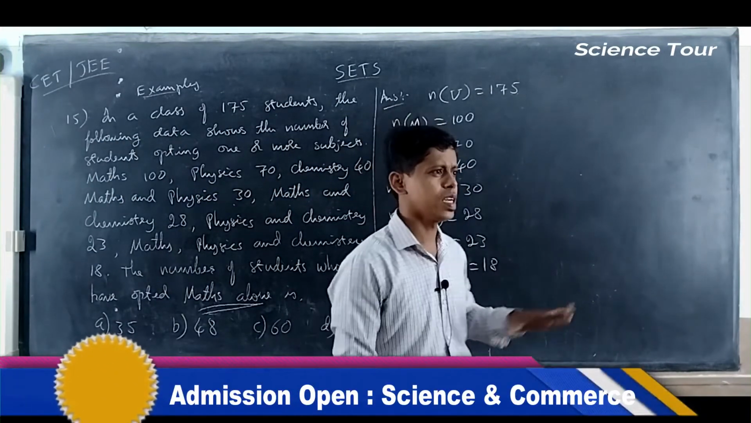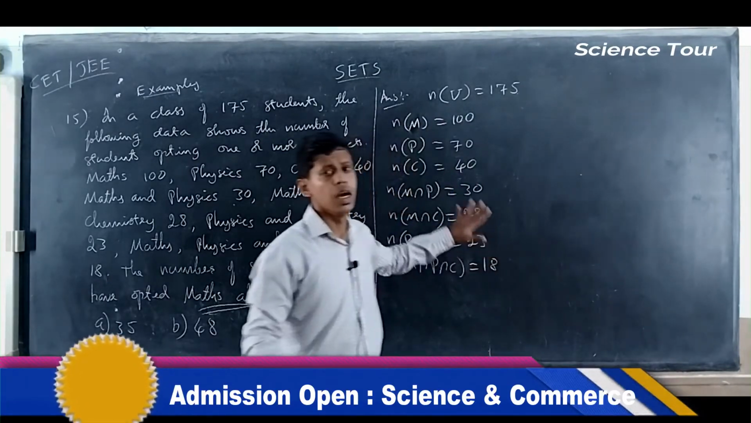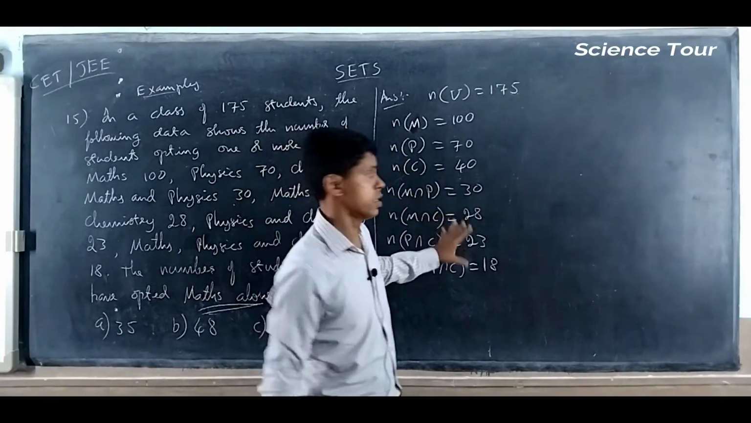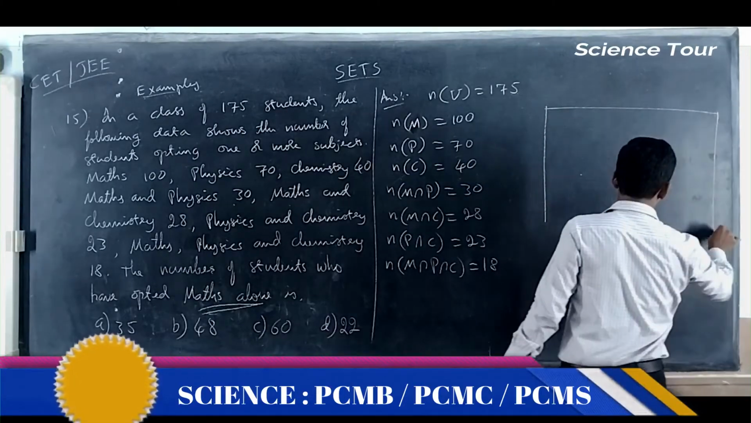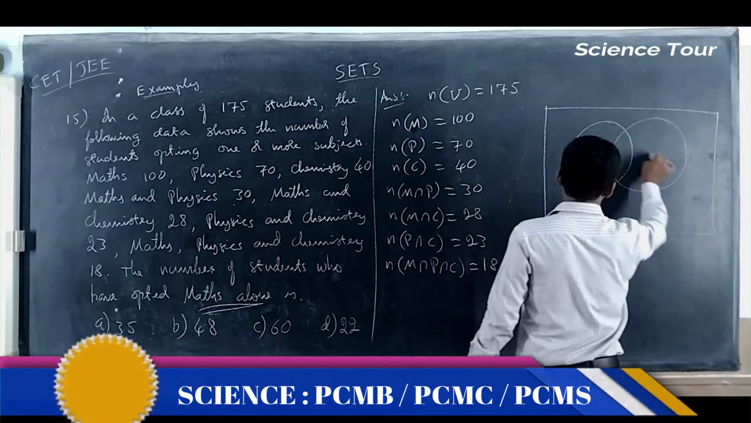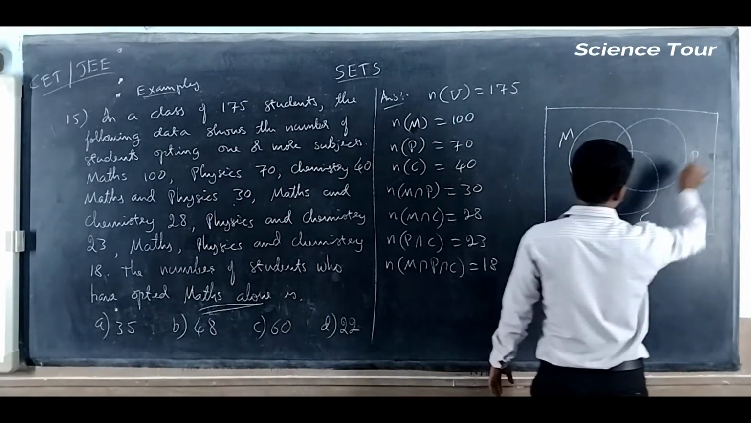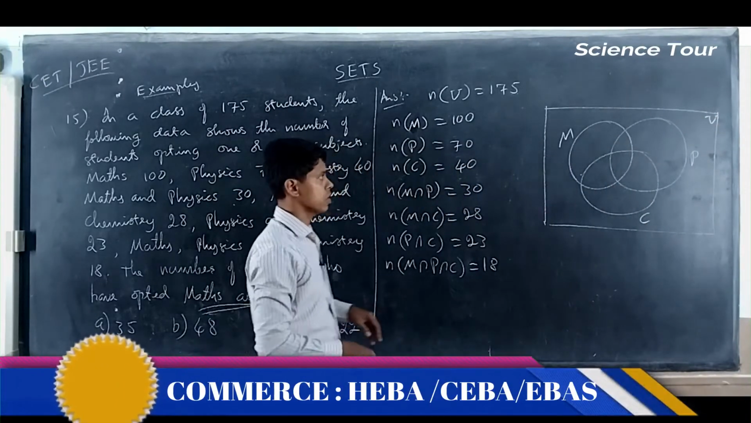You can directly go for the Venn diagram and get the answer very quickly. You don't have to waste time writing this data. I am writing this only so that it becomes very clear to you. Well, now let us draw the Venn diagram. You have got three things here: maths, physics and chemistry. You have the rectangle, that is the universal set, U.